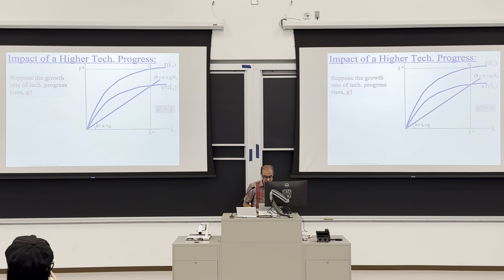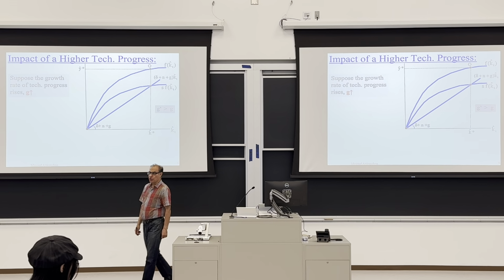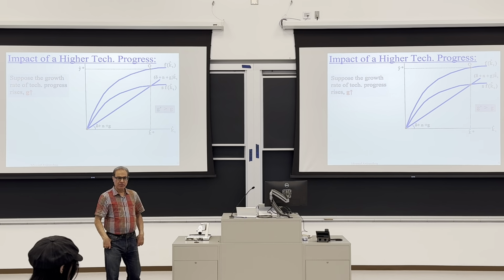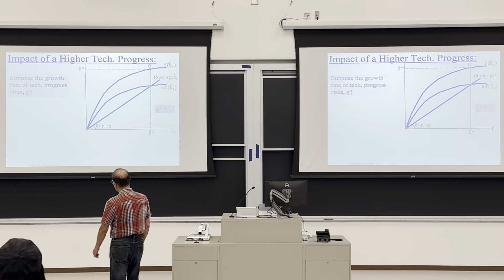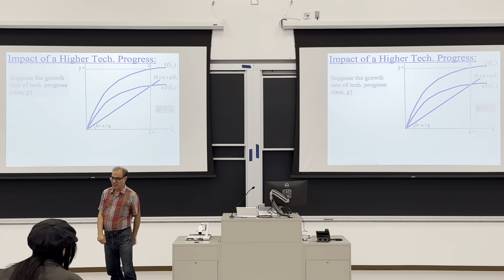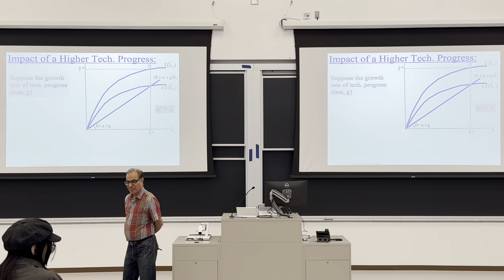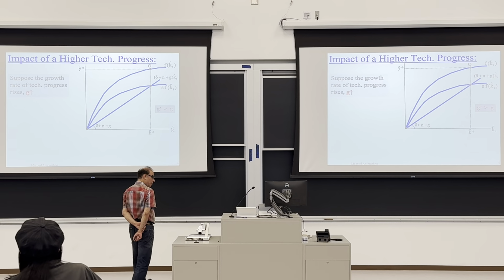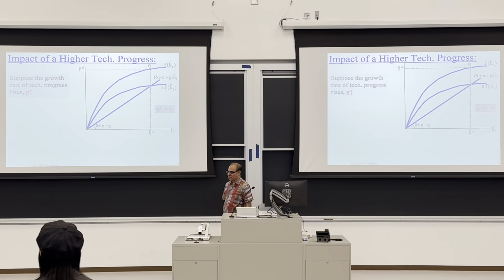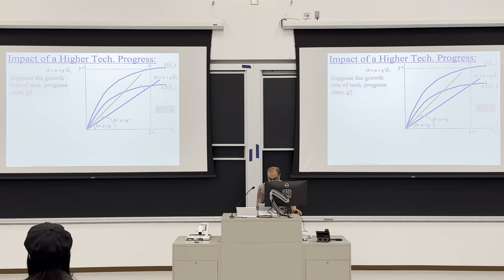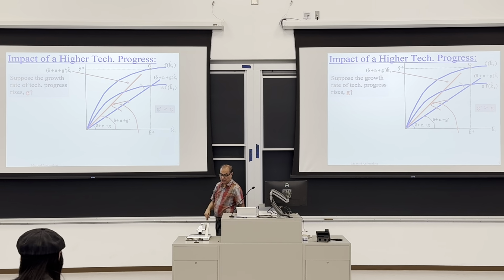Okay, let's do a little exercise. Suppose G goes up. What happens? That's why I told you this model is a little bit confusing. Remember, I said welfare depends on G. Remember the growth rate of per worker output. If G goes up, obviously people are better off. But can you see that in this model, when G goes up, the depreciation line shifts.